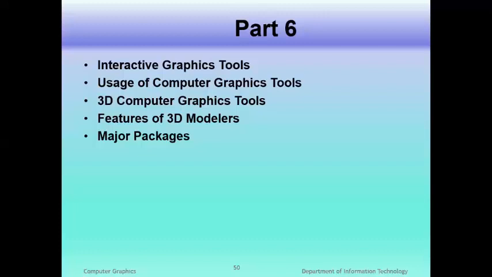Features of 3D modelers. Many 3D modelers are general purpose and can be used to produce models of various real-world entities, from plants to automobiles to people. Some are specially designed to model certain objects such as chemical compounds or internal organs.